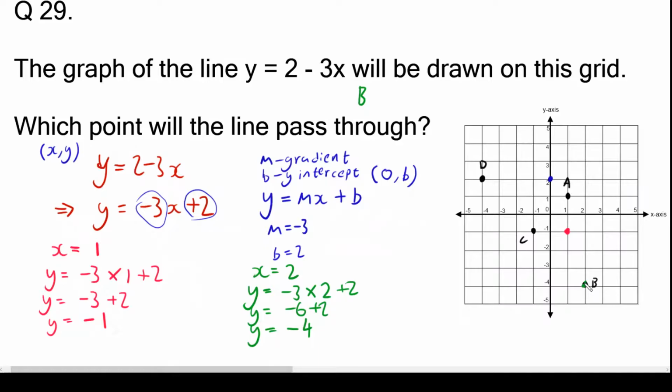It's B. We've found the point, but let's just draw the line. It's joining the dots. We know it passes through this coordinate, (0, 2), that one there. And this one here is (1, negative 1). And this one here is (2, negative 4). So let's join the dots.